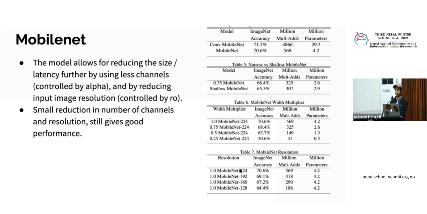It could be 224 and different. And there are different trade-offs, obviously. But let's say for a small reduction in the width, the number of features, there's not a big change in accuracy. Similarly, a small reduction in resolution, not a big change in accuracy. Again, all of this suggests this is pretty cool.